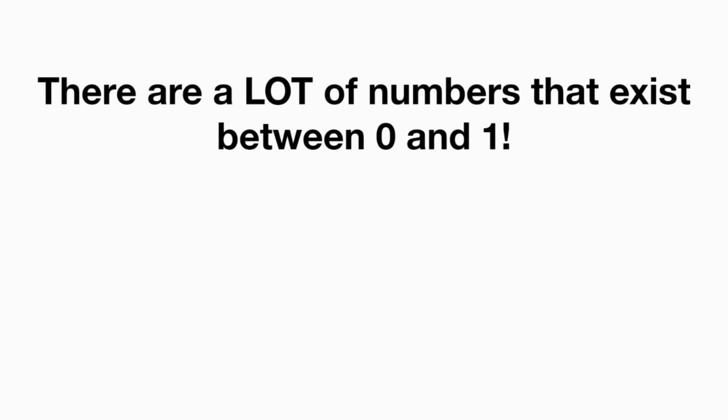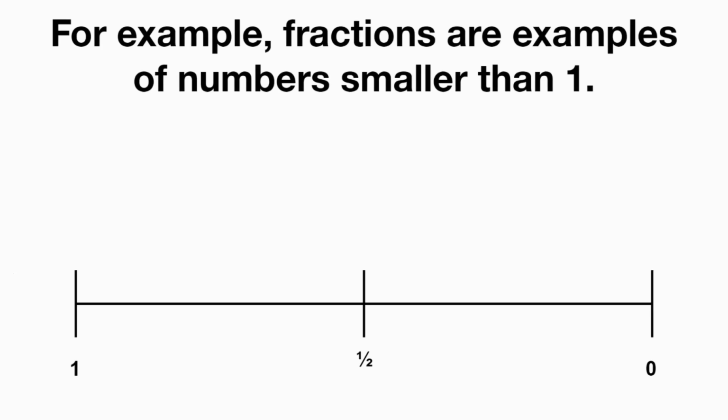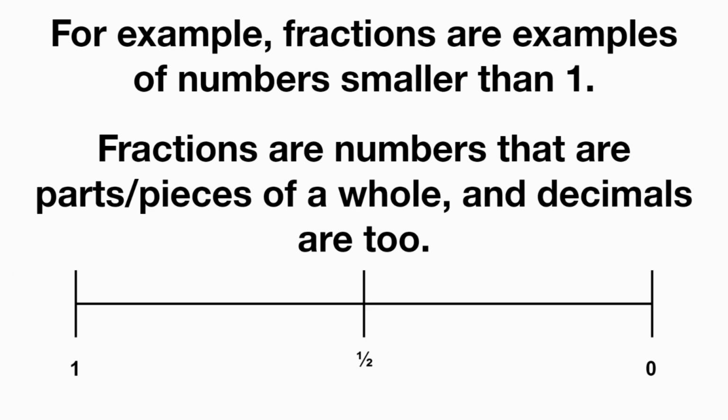You might not realize it, but there are actually a ton of numbers that exist between 0 and 1. They're just really small numbers. A great way to think about it is to picture a number line. So here we have 0 and we have 1, and look in between. There are so many different numbers that exist in between there that you could put a point on and name. Just as an example, I'll give you an easy one. We'll use a fraction, because fractions are examples of numbers smaller than 1. A half is smaller than 1.